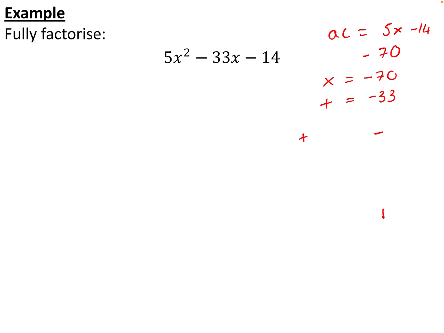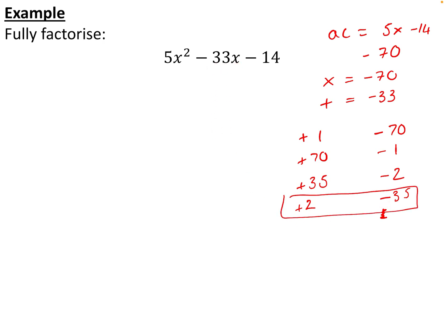So we could have 1 and 70. We could also reverse these and we could have 70 and 1. Alternatively, I could have positive 35 and negative 2. Or I could reverse these and have positive 2 and negative 35. These two terms here are going to add up to give me negative 33x. So it's these ones that I want to use.